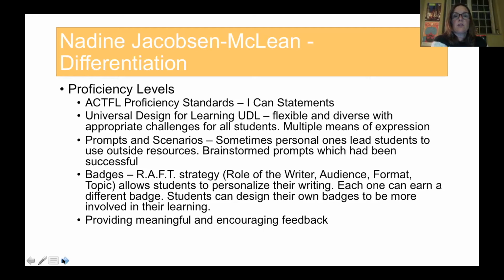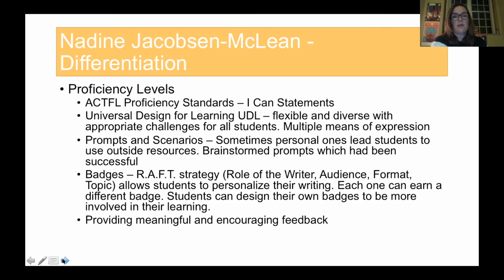Universal design for learning, UDL, is flexible and diverse in that it has multiple pathways to the same skills and information, and students should be given multiple ways to express themselves so that they can work in the way that works best for them.